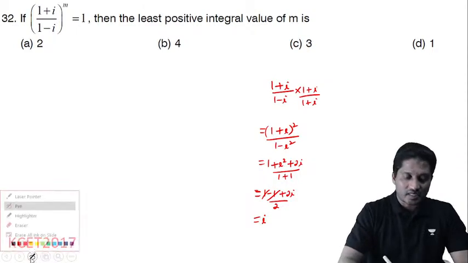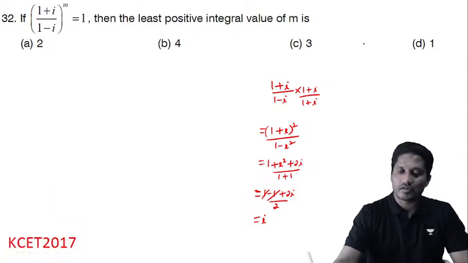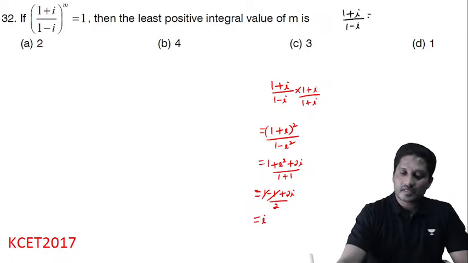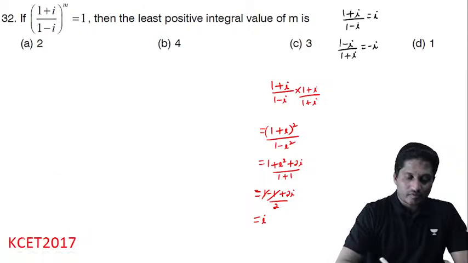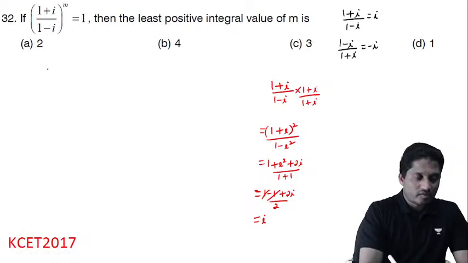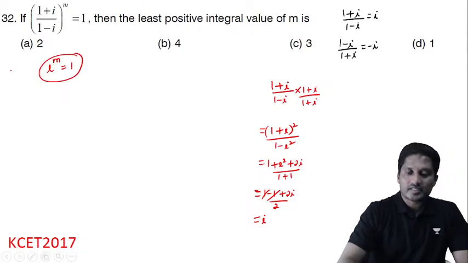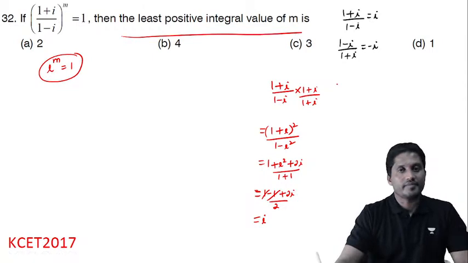Actually it's a standard result, remember it as it is rather than doing all that. 1 plus i divided by 1 minus i is plus i. Similarly, 1 minus i upon 1 plus i is equal to minus i. Now 1 plus i by 1 minus i is equal to i, so i to the power of m is equal to 1. He's asking what should be the integral value of m.